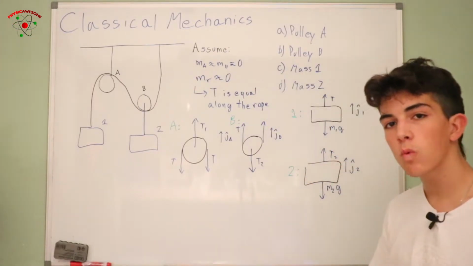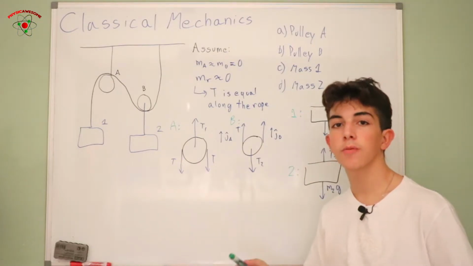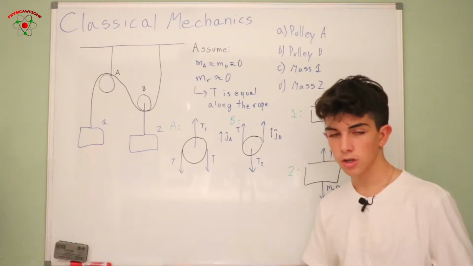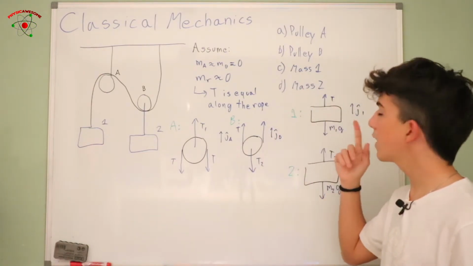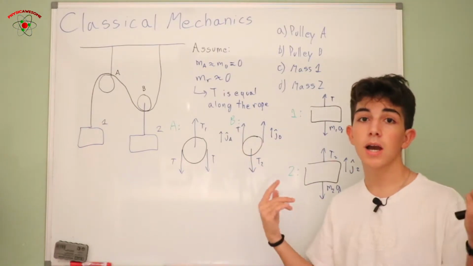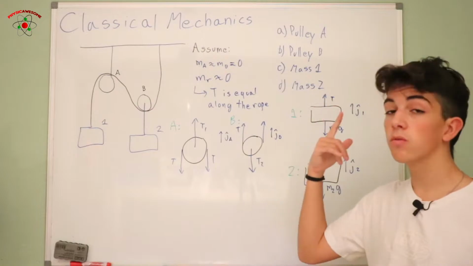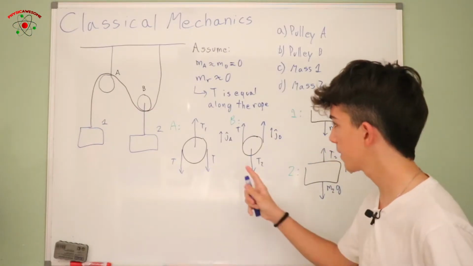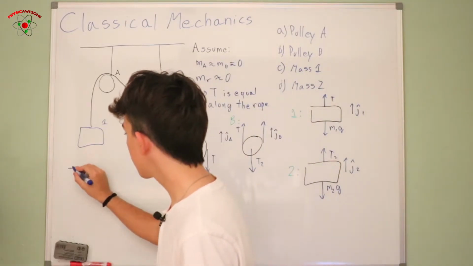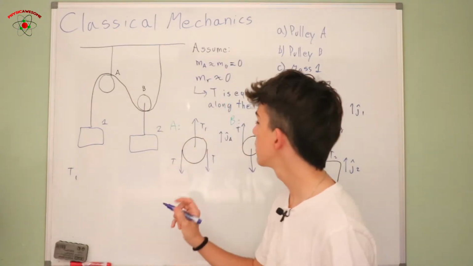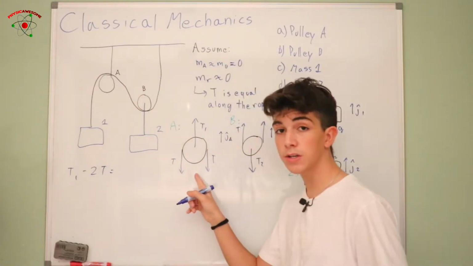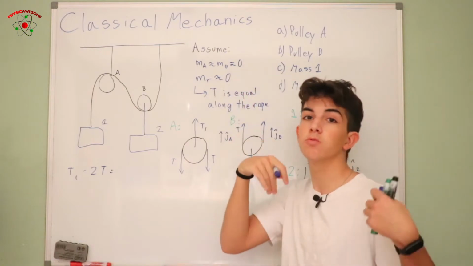Now let's write the equations of motion, the F equals ma analysis for each of these systems. Note that there is only one direction relevant to the problem in each of the different free body diagrams, and therefore we will only have one equation per body. We will start with the pulleys, which we have that T1 pointing up minus 2T equals 0 because the mass of the pulley is really small.